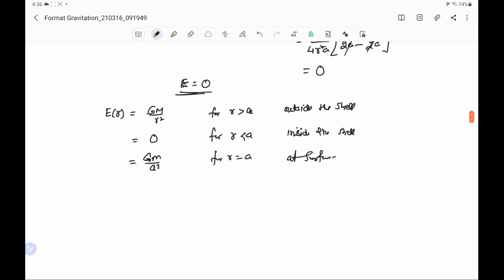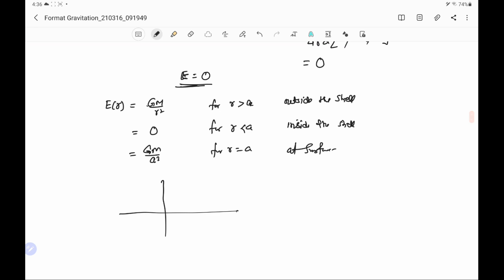So we can draw a graph representing E(R) with respect to R. This is the radius A, R equal to A. The maximum value of the gravitational field is at the surface, that is GM by A square. This is the maximum value, and for R less than A it is 0. It becomes maximum at R equal to A, and after that, at R greater than A, it reduces. So E is proportional to 1 by R square. Here E equals 0.